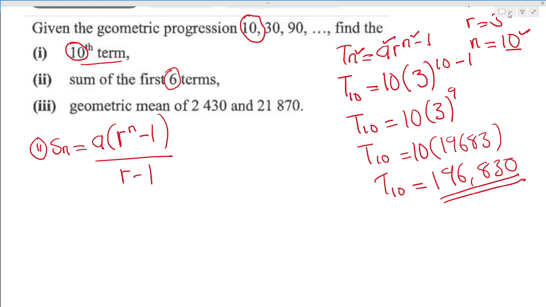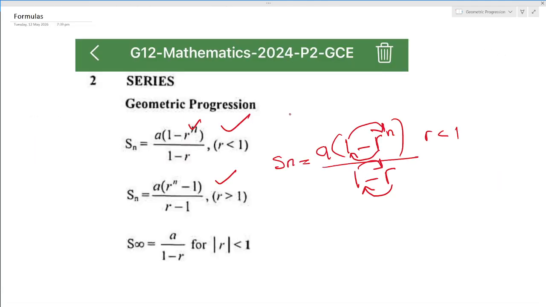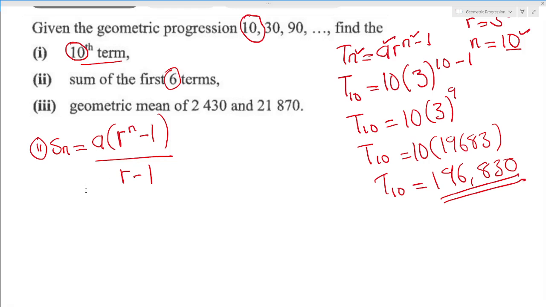Let us now confirm. When R is greater than 1, this is the one we use. R to the power n minus 1. And then what you have there is what gets repeated there, except there is no n there. When it's less than 1, you just swap the values around. So this is what we have there. So what are they asking us to find? The sum of the 6 terms.